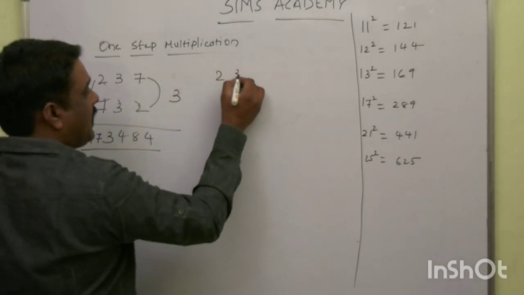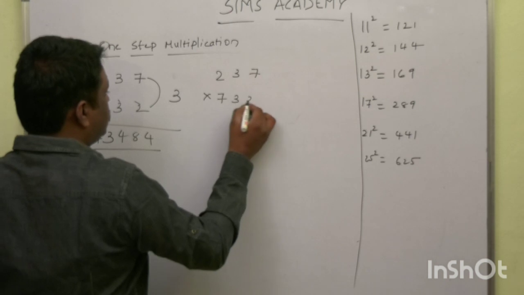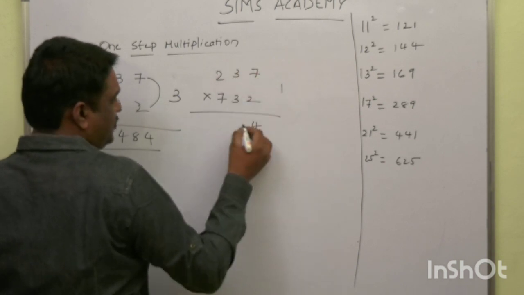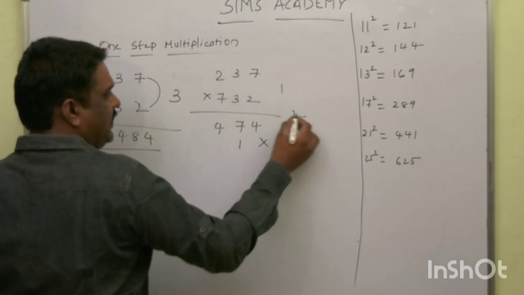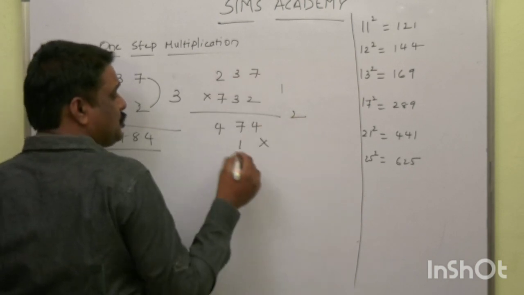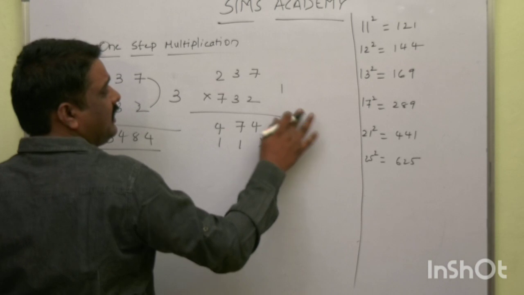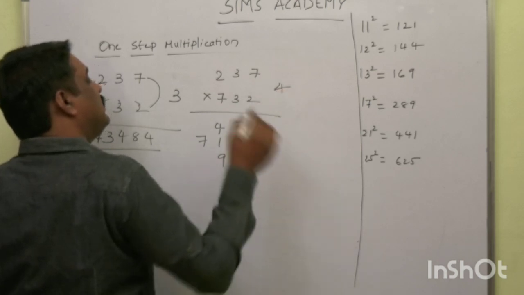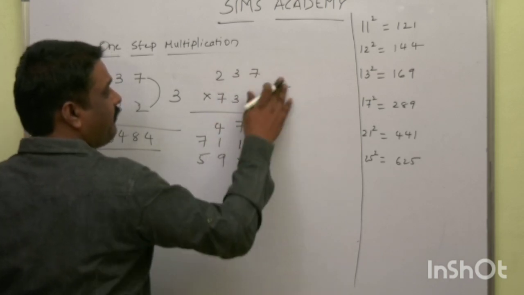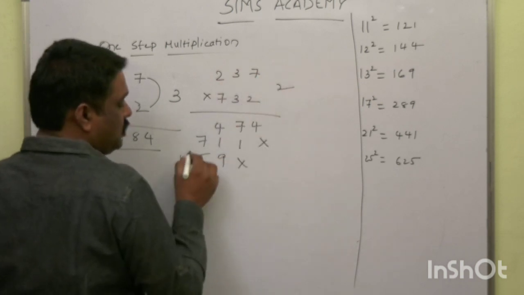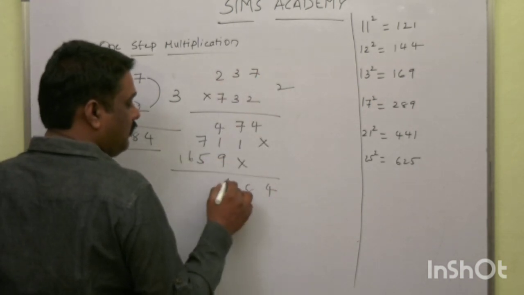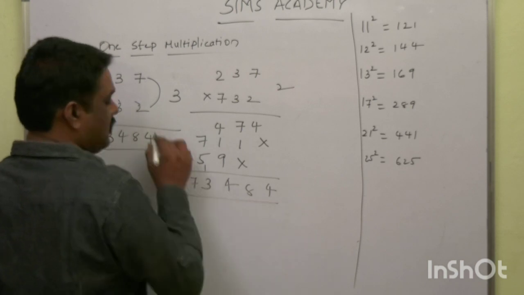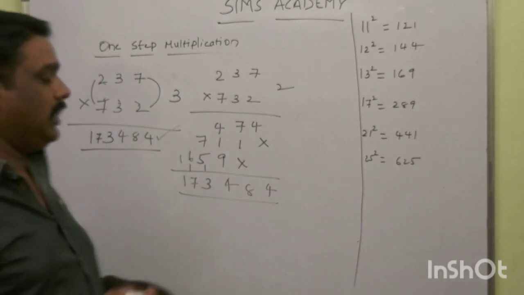Okay, let us multiply in our regular process. 2 sevens 14, 2 3s 6 plus 1 is 7, 2 2s is 4, 3 sevens 21. 3 3s is 9 plus 2, 11. 3 2s 6 plus 1, 7. 7 7s are 49. 7 3s is 21 plus 4, it is 25. 7 2s are 14 plus 2, 16. 4, 8, 14. 7 plus 6, 13. 7, 1, 7, 3, 4, 8, 4.